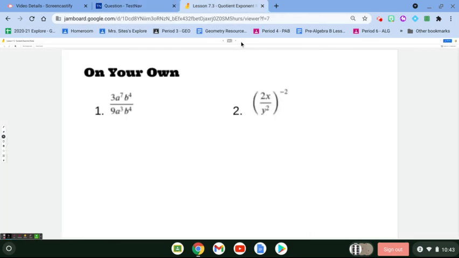Okay, and then finally, just to see where you're at with this, and these ones you'll be typing into Edpuzzle to see where you're at, to make sure you understand your rules. You're going to, again, keep your base and subtract your exponents. And then with this one, remember, make sure you're distributing your factor to both the numerator and denominator.